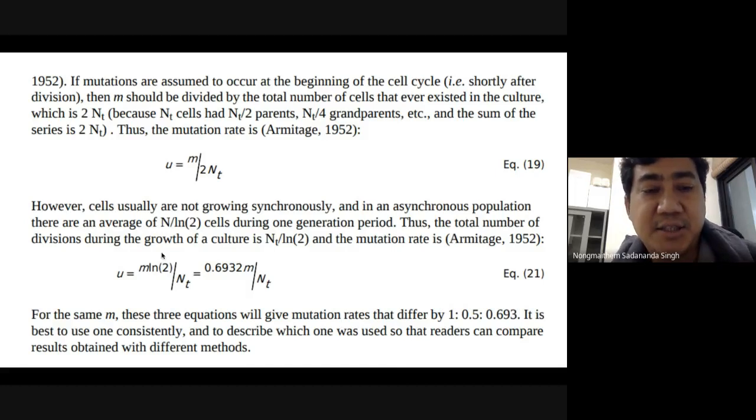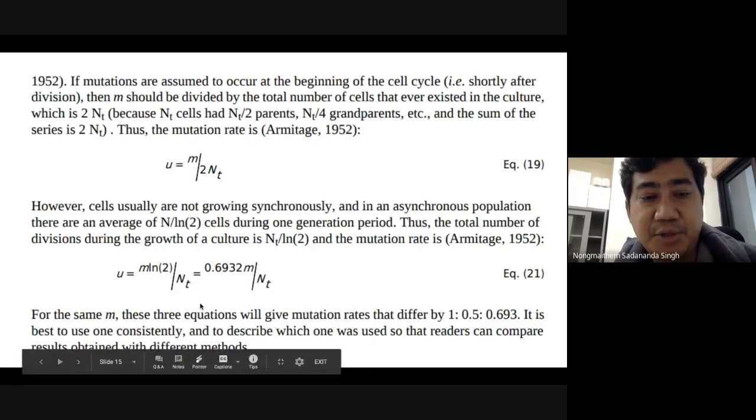In that case, the mutation frequency changes further. So mutation frequency is equal to the mutation number times the natural log of 2, divided by the total number of cells in that culture. Natural log of 2 is 0.6932, so it is 0.6932 into mutation number divided by Nt. So depending on the growth characteristic, whether it is a synchronous culture or an asynchronous culture, you have to keep these factors in mind.